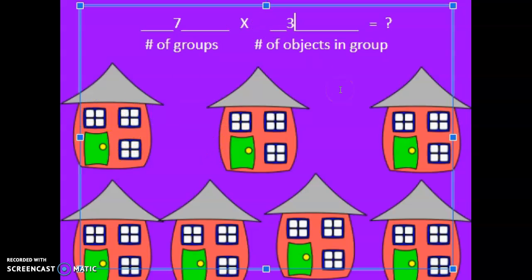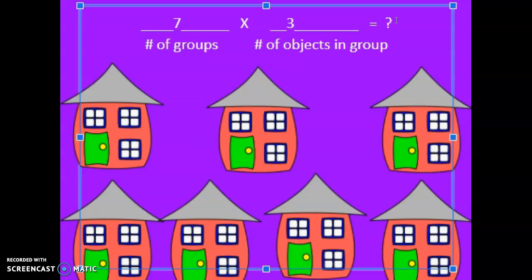Now, again, if I don't know the facts here, I can just count. I can add by 3. So I could do 3 plus 3 is 6, plus 3 more is 9, plus 3 more is 12, plus 3 more is 15, plus 3 more is 18, plus 3 more is 21. So the answer to the particular problem that I just gave you is 21.